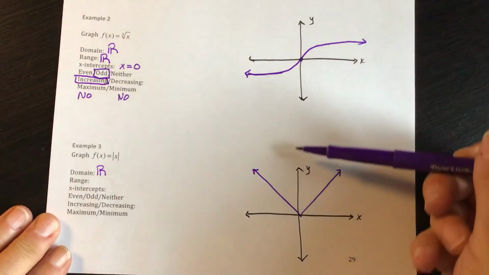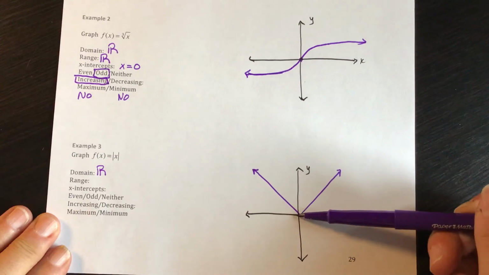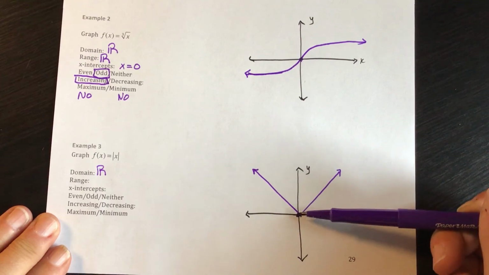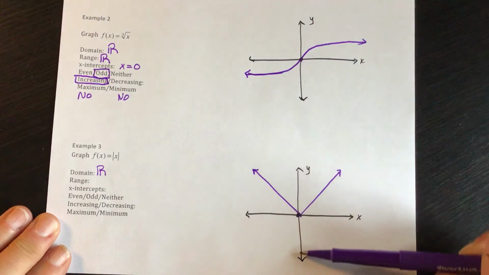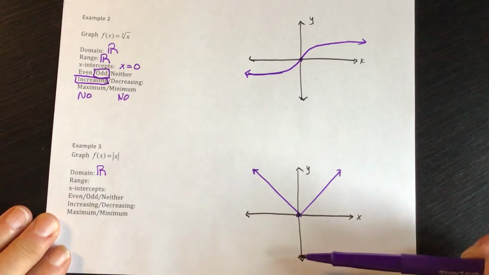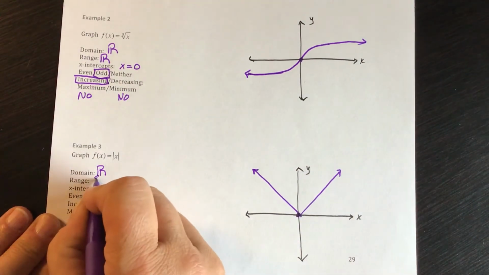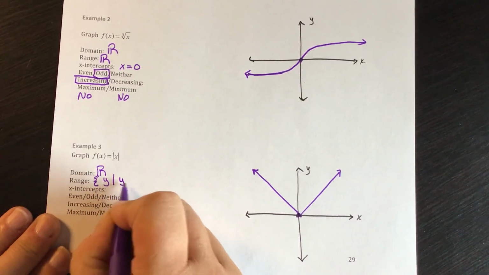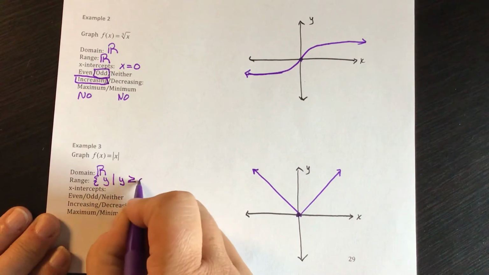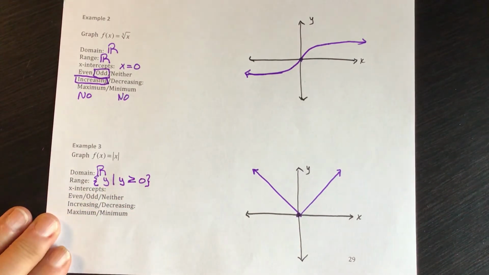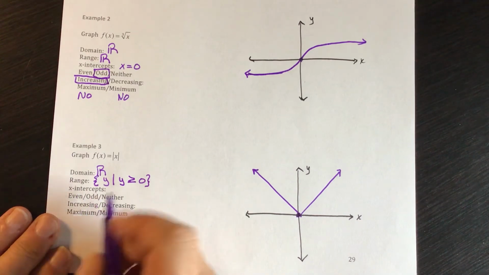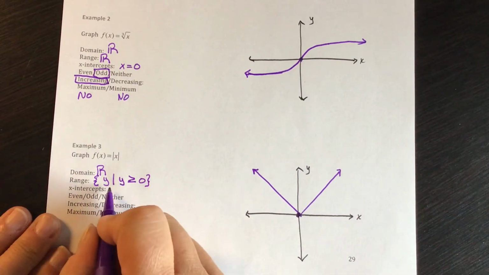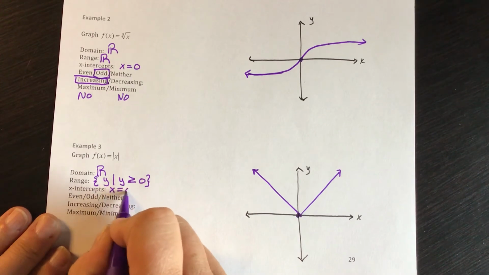And the range, if I look, I can start at 0. But when I'm doing the absolute value of a number, we know I always get a positive value. So I have no negative values for y. So my range is that y has to be greater than or equal to 0. I have an x-intercept at the origin, so that's x equals 0.